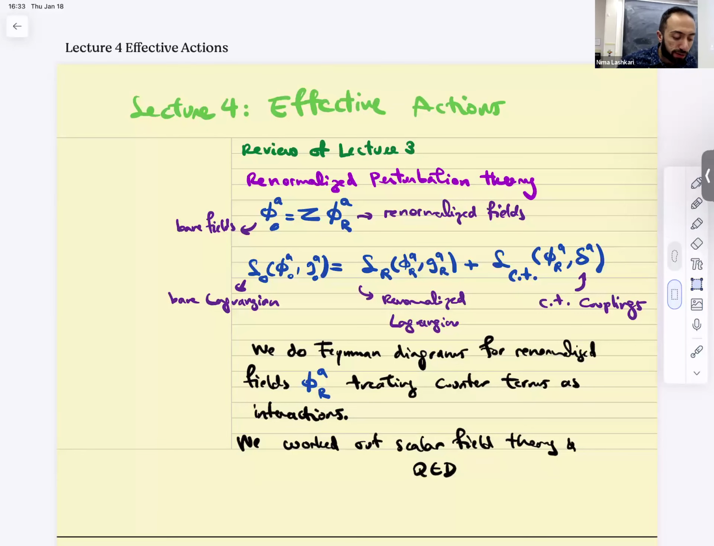So we're going to start lecture 4 with a discussion. Well, lecture 4 is going to be focused on effective actions. Now, it's going to be a little bit of a detour from the plan I had at the beginning for this course.